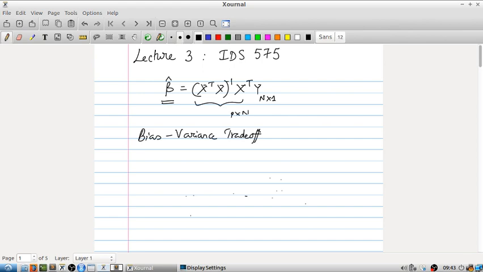The bias-variance trade-off by itself will not tell you how to pick k, but it will tell you the impact of picking some k. The choice of k we will see how to pick maybe in the second half of this class.